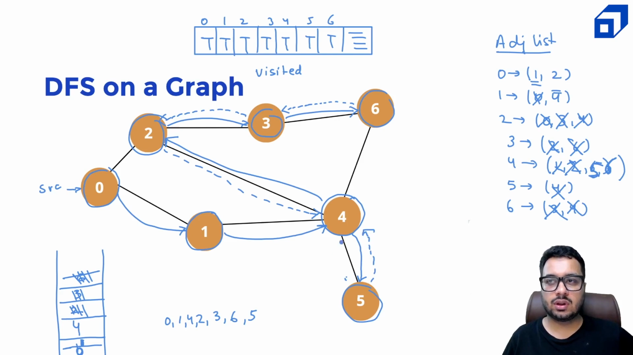I go back to 4. Now 4 says, okay, 5 is visited. What about 6? 6 is also visited. 6 is not visited by 4, but it is visited by 3. So it will not go to 6 also. Now 4 says, okay, all my neighbors have been done. I will go back. It will come back at now 1, right?